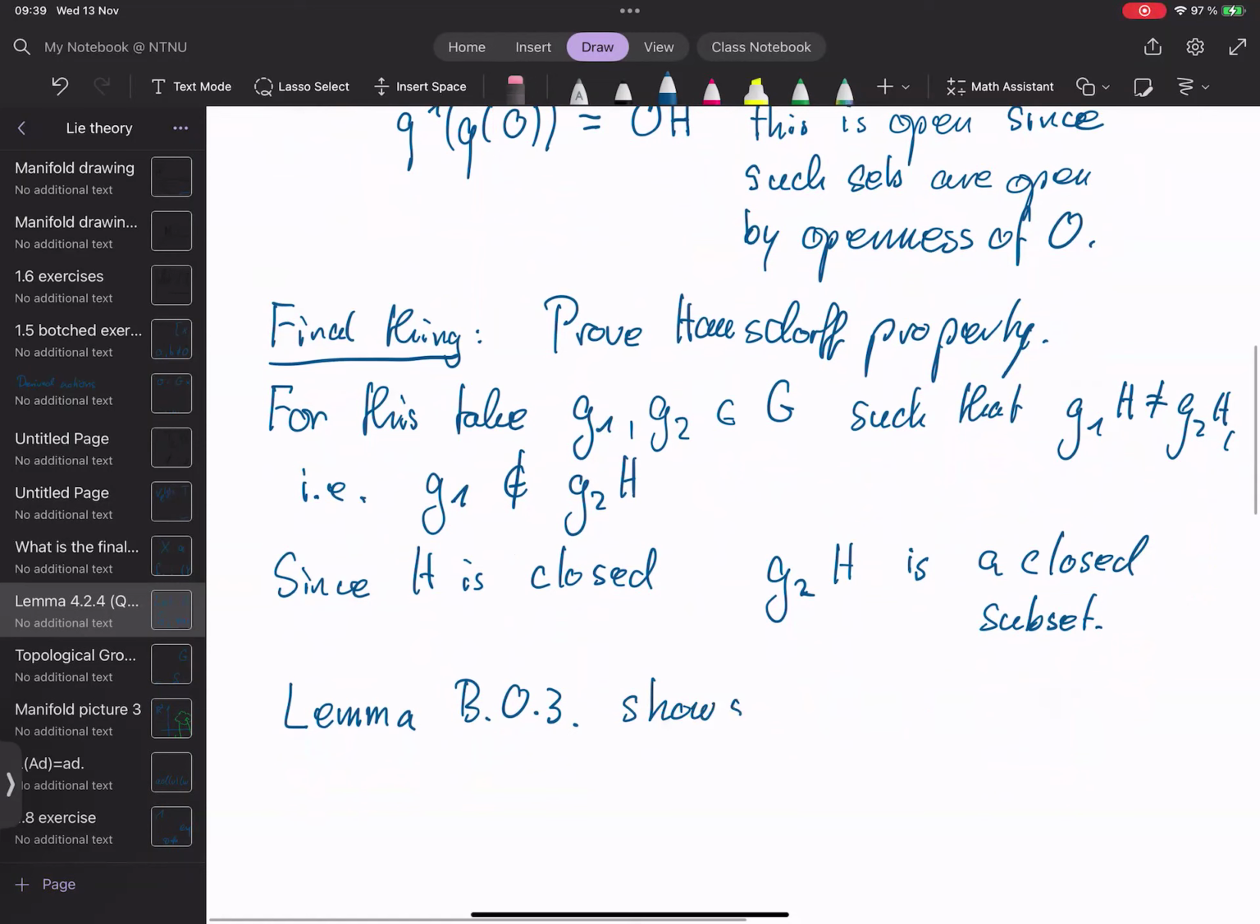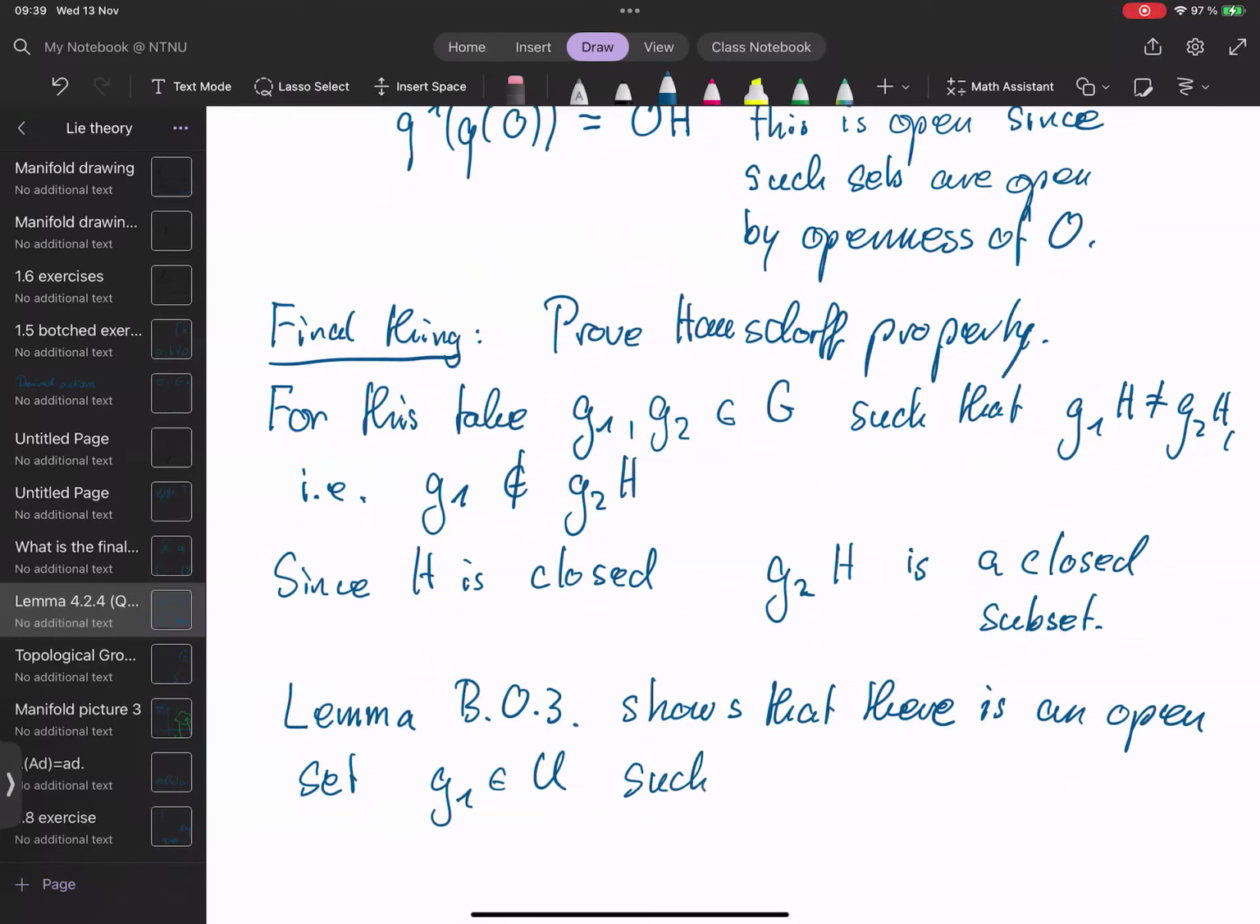It shows that there is an open set which contains G1. We call this open set U, such that if I intersect U with G2 times H, this closed set which does not contain G1, this intersection is empty. Okay.